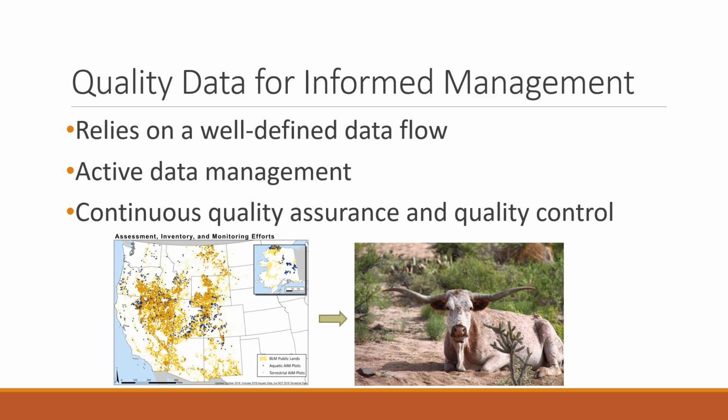Quality data requires a well-defined data flow, active data management, and continuous QAQC. Everyone in the data flow needs to know what their role is for QAQC, from the crews up to the national AIM team. At each step, whoever is in control of the data needs to be actively checking the data for errors that may have been missed by the previous person in the data flow, and flagging things for the next person. Don't just move the data along. Each person in the data flow needs to have an active role in QAQC, because we need to make the correct decisions for the cattle in that photo.